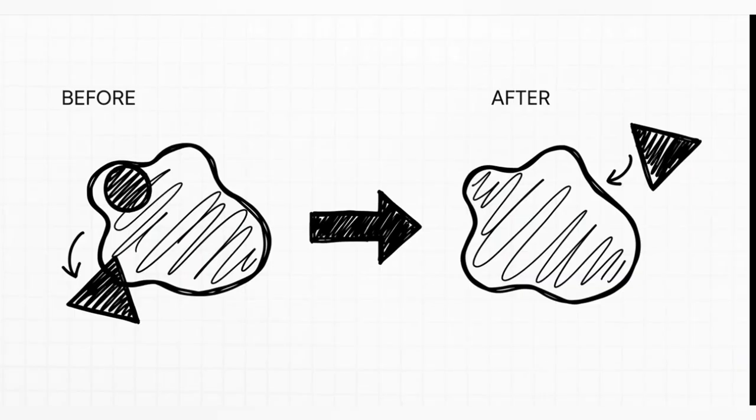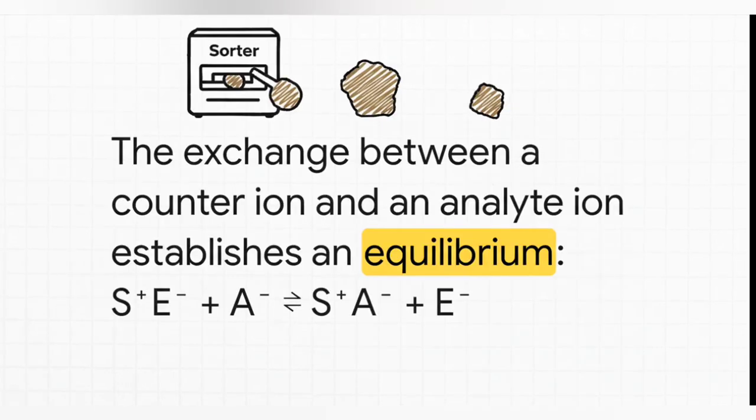So when you boil it all down, the whole thing is really just a constant competition. It's a non-stop chemical swap meet. Okay, don't let the equation freak you out. It's actually really simple. On the left, you've got the sorter, S, holding a weak placeholder ion, E. Then your target, A, comes along. Since A has a way stronger attraction, it just swaps places. So on the right, the sorter is now holding your target, and the placeholder gets kicked out. It's just a simple, reversible trade.